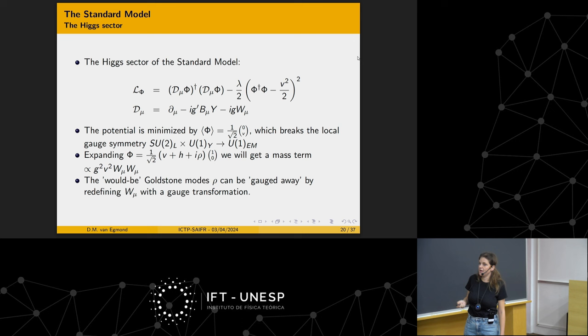We can just make a redefinition of our gauge boson, some gauge transformation. As I said, gauge transformations are not physical transformations, so W and its gauge transformation represent the same field, so we can make this gauge transformation. And you can see that the Goldstone modes will fall out of the action, so they do not represent any physical particle.